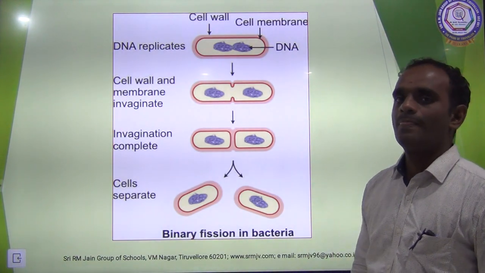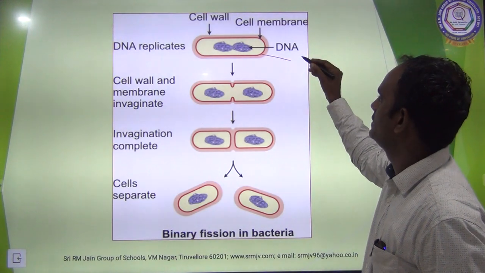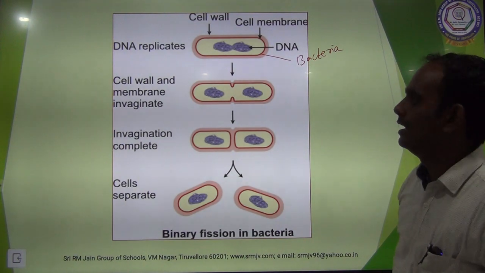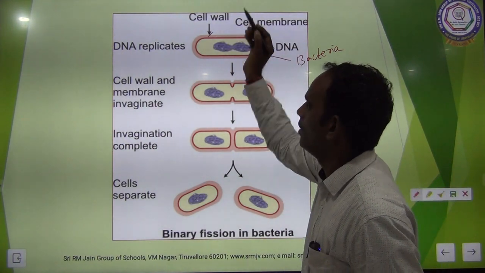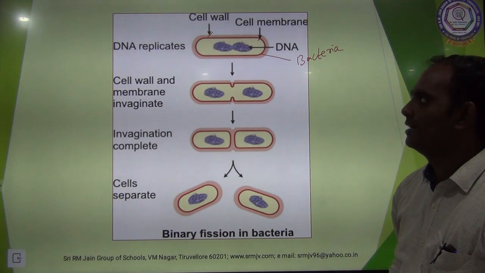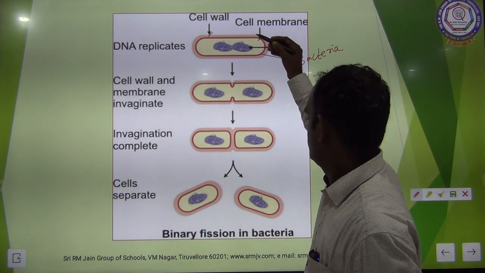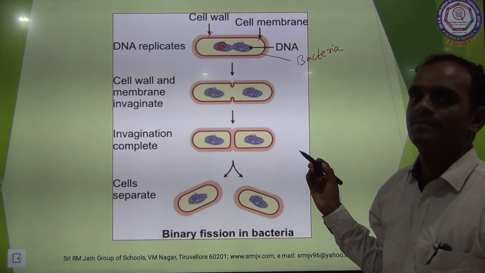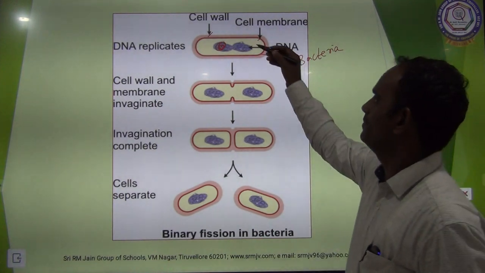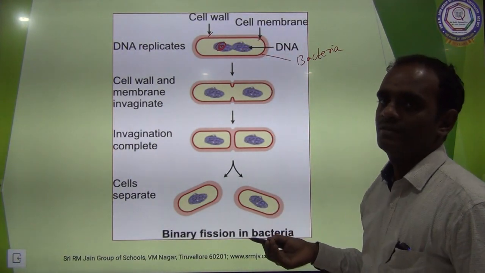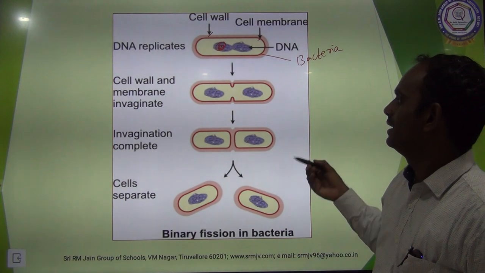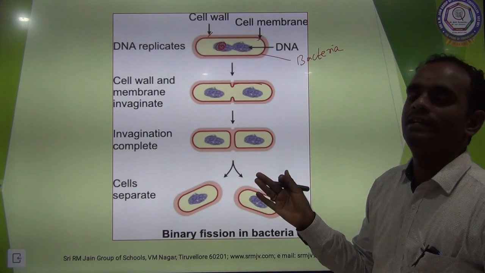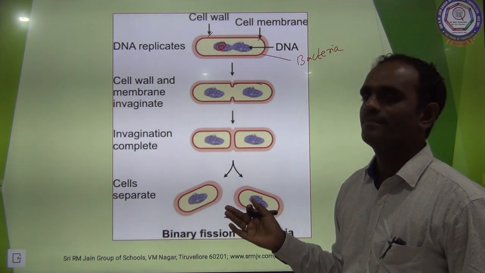See the picture, children. What is this? This is a bacterial cell, bacteria. This is the cell membrane and this is the cell wall, you know very well. So the bacterial cell divides. Initially the nuclear material divides, followed by the constriction of cytoplasm, and finally we are getting two daughter cells. Clear?